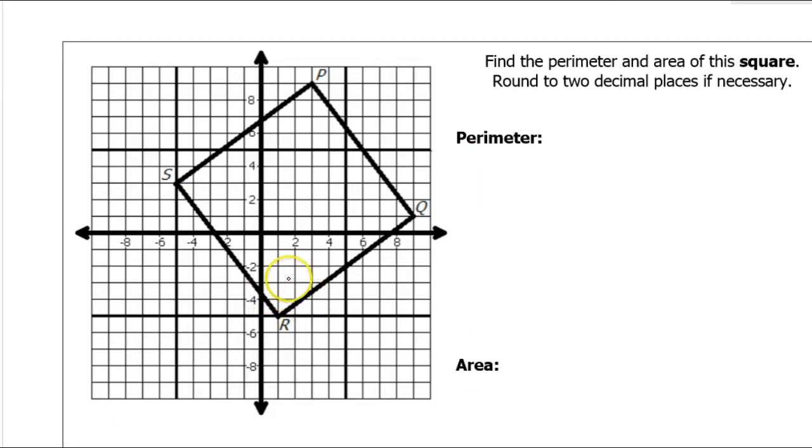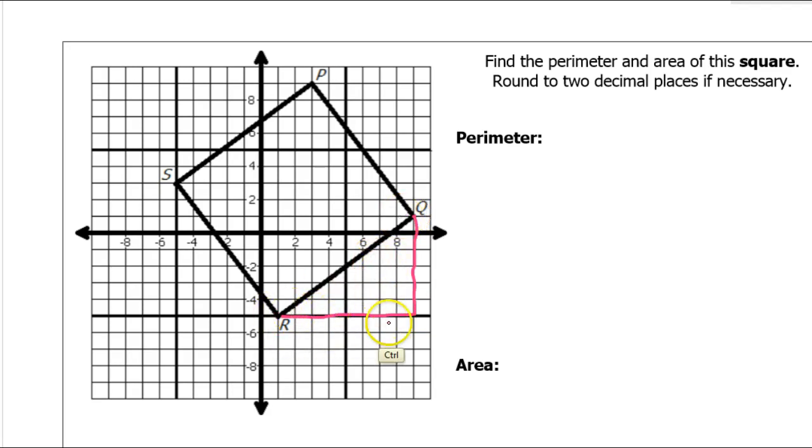So for this problem, I need to find the perimeter and area of this square. They tell me it's a square, and that's going to help me out a lot because I won't have to find 4 different lengths. I can just find one of them, and I know they're the same because it's a square. So I'm going to pick the side RQ, and I can find the length of it by turning it into a right triangle. I can draw a right triangle that has RQ as the hypotenuse.